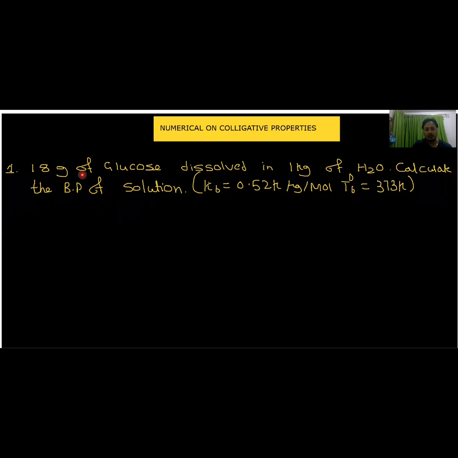The question is like this: 18 gram of glucose is dissolved in 1 kg of H2O. Calculate the boiling point of the solution. The elevation in boiling point constant, that is the value of Kb, is given to you, that is 0.52 Kelvin kg per mole, and the boiling point of pure water is given as 373 Kelvin. So let's see how to solve this question.